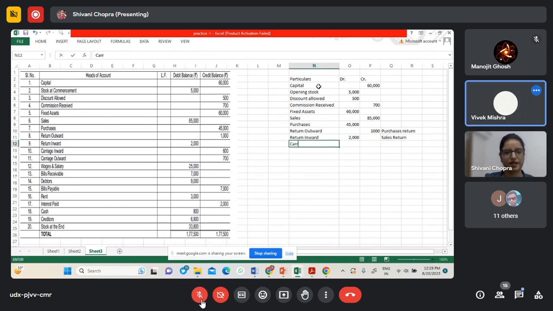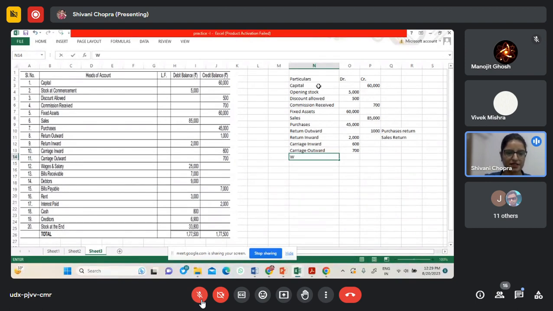Okay. Carriage inward. What is carriage inward? Whether it's carriage inward or carriage outward, it's an expense of the business. We will always have it as a debit balance, because you have paid it, right? Am I missing some sort of account, or is it all there?